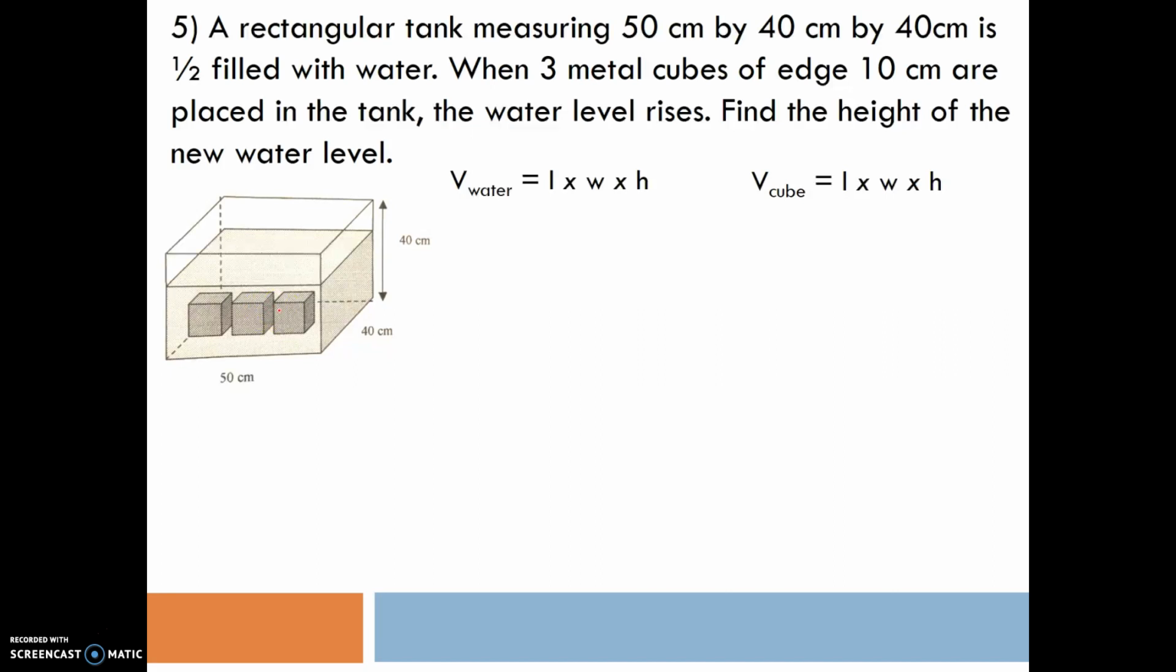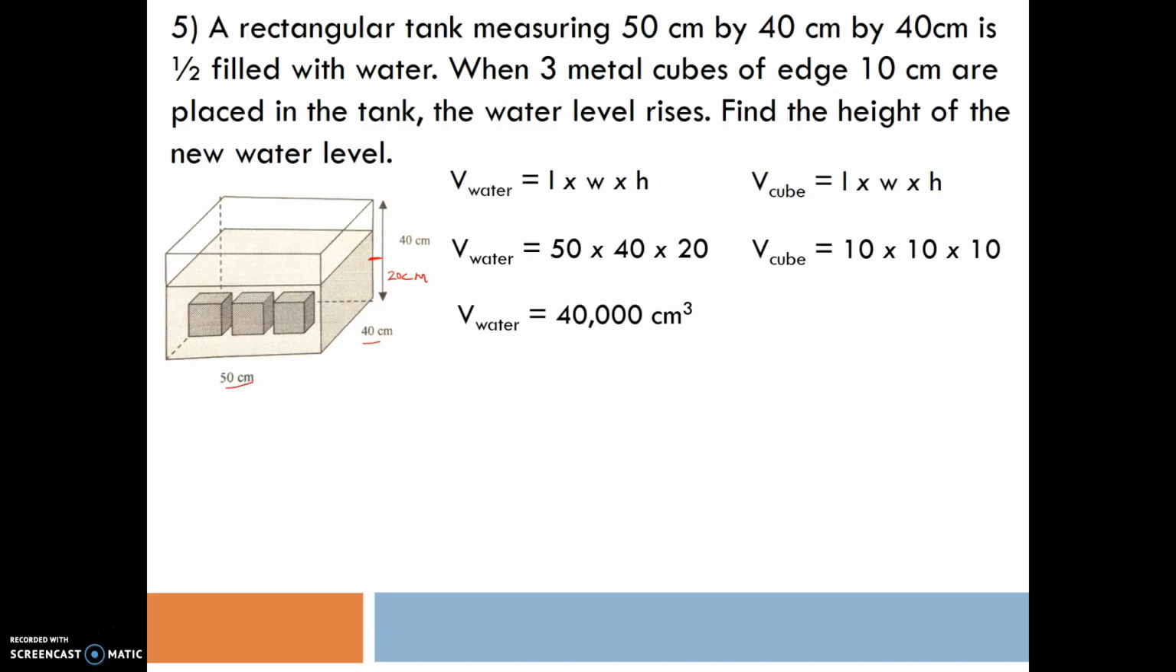Let's see, so I'm just thinking out loud right now. So we want to find the height of the new water level. Well, let's start with just finding the volume of the water. Okay, so we've got it half full, which means our measurements are going to be 50 by 40 by 20, right, to start off with, because 20 is half of 40. So here's where the original water level was before we put those cubes in there. And we'll go ahead and do that multiplication, and we're going to end up with 40,000 centimeters cubed.